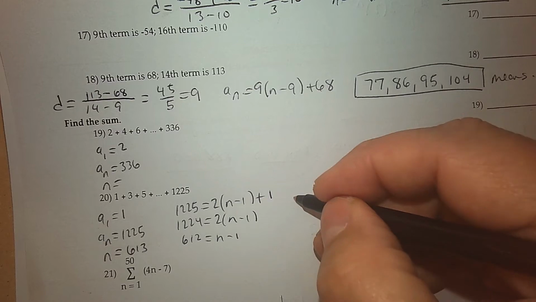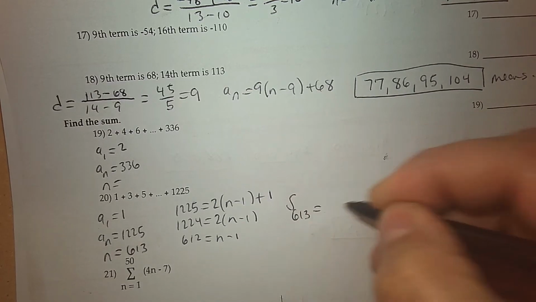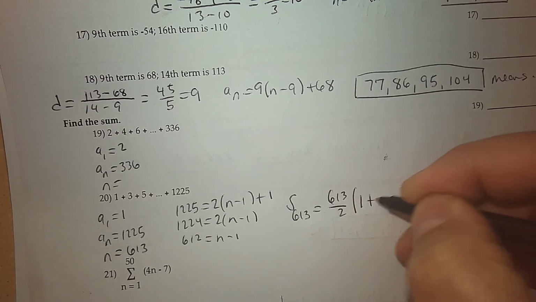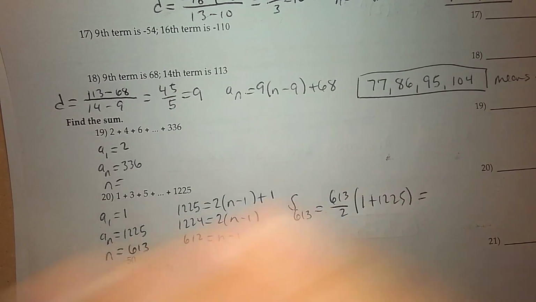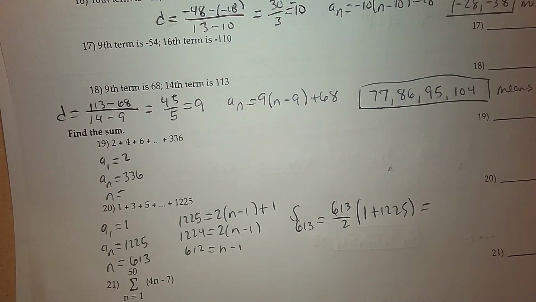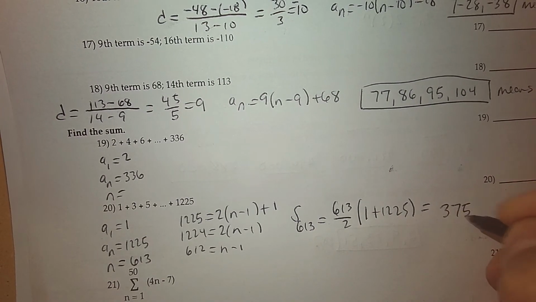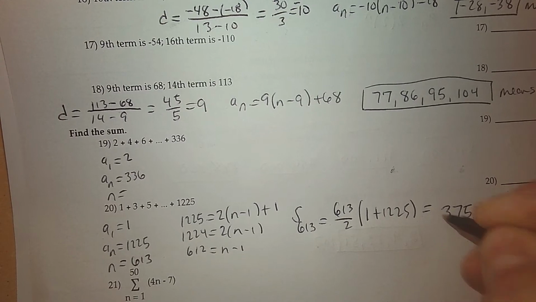So now the formula to add up the first 613 terms, you take how many terms you have divided by 2, and that's the first plus the last, and then use your calculator. So let me do that. And I get 375,769.